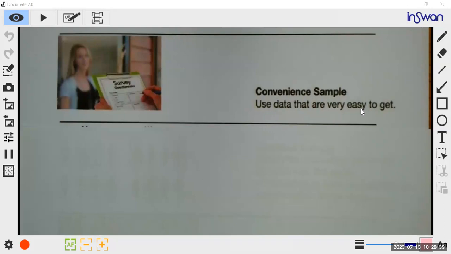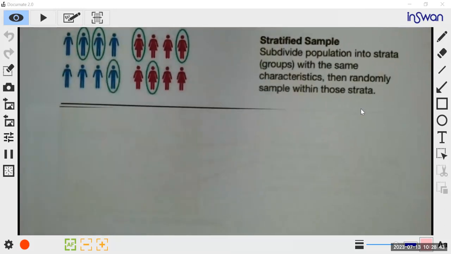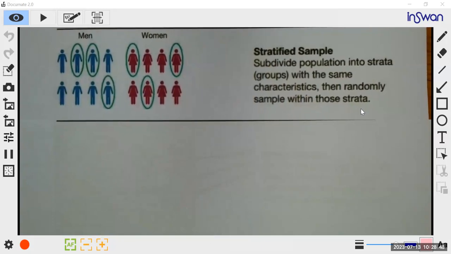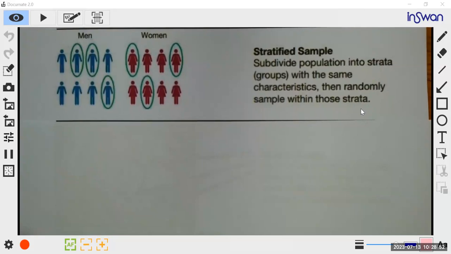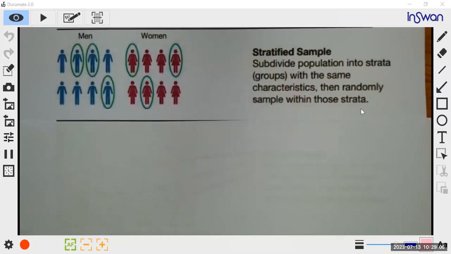So that's convenience sampling. The next one, stratified. Stratification simply means layers. You subdivide the population into strata, which are groups or layers with the same characteristic, and then randomly select a sample from there.